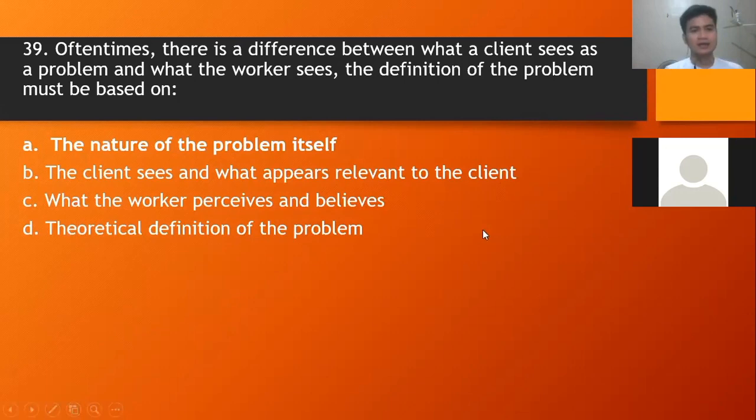Number 30. And by the way, yung definition of problem, it occurs in the assessment phase. That is why we discuss assessment.